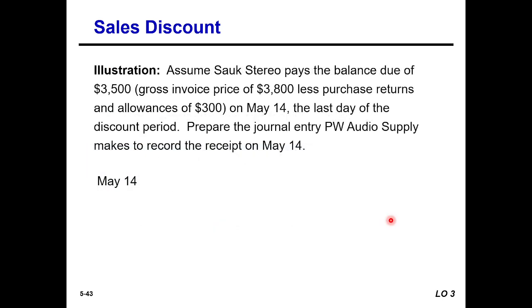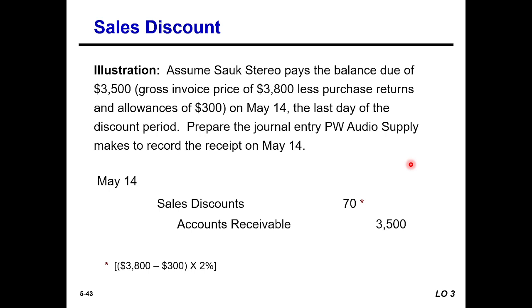$3,430. Assume Swag Studio pays the balance due of $3,500: gross invoice price 3,800, less sales returns and allowances 300. These are well-known figures to us. On May 14, the last day of the discount period, prepare the journal entry PW Auto Supply makes to record the receipt. It would be cash 3,430 and sales discounts 70 as debits, and accounts receivable 3,500 credit.